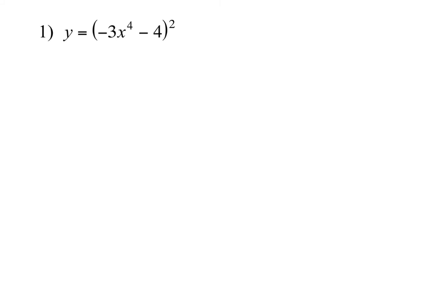This first one is just basic chain rule. So you're going to do the derivative of the outside, take that 2 and bring it in front. Leave the inside alone and drop that 2 to a 1. And then multiply by the derivative of the inside.